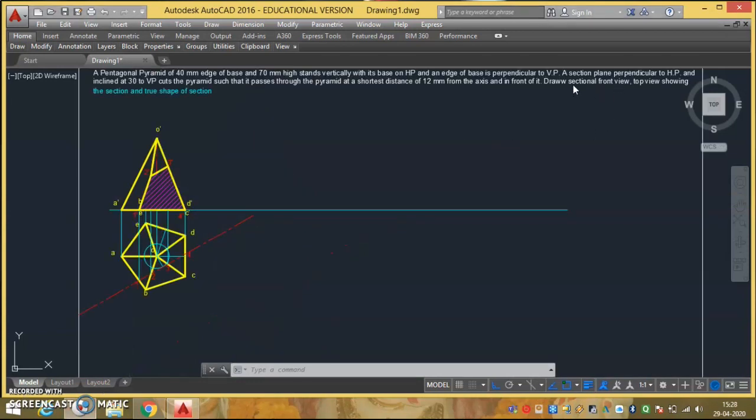So the question that has been asked is the sectional front view that we have drawn and the top view that we have drawn. Now they have asked you the true shape of the section. So for the true shape of the section, I'm going to keep the section plane here horizontal, parallel to the XY line, and then we'll project this, because the true shape will be this length and this height. So we have to match this length and this height. For that, this length I'm going to take here and then we'll match with the height.